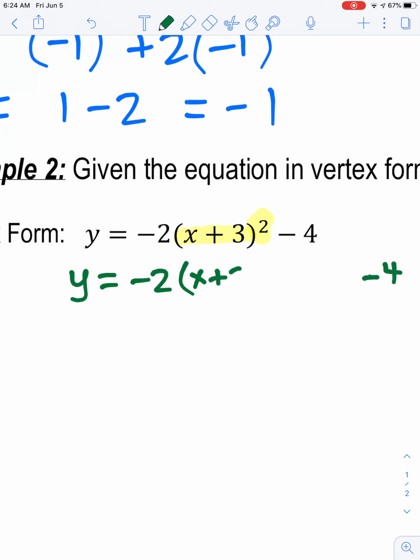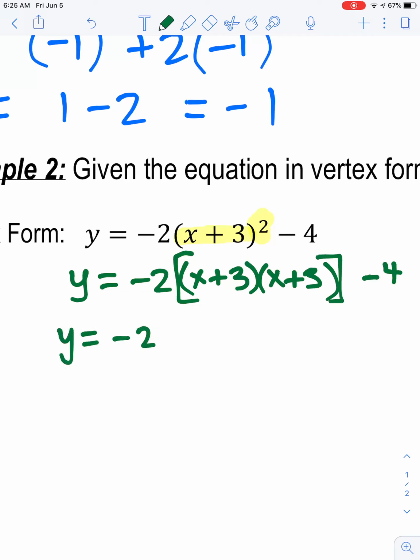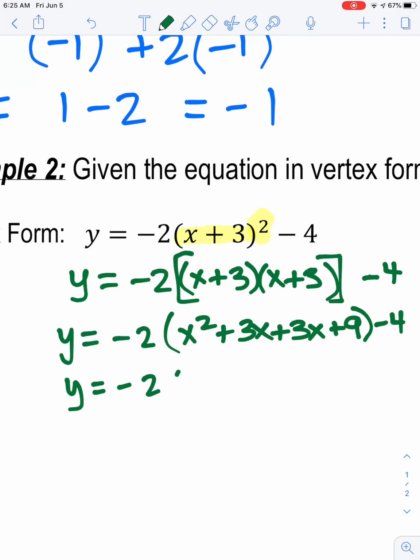But in the middle, this x plus 3 squared, I'm going to write that out twice, and I'm going to take care of that part first. So I have y equals, and with x plus 3 squared, I have x squared plus 3x plus 3x plus 9. I guess I didn't need a bracket there. I can just use parentheses. Within those parentheses, I can simplify by combining the 3x's together. So if I combine those like terms, I have x squared plus 6x plus 9. And then I still have the -4 at the end.